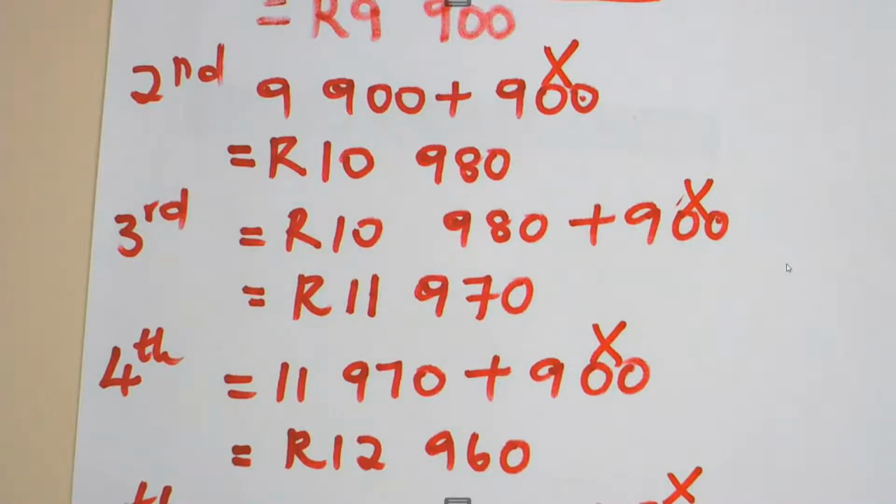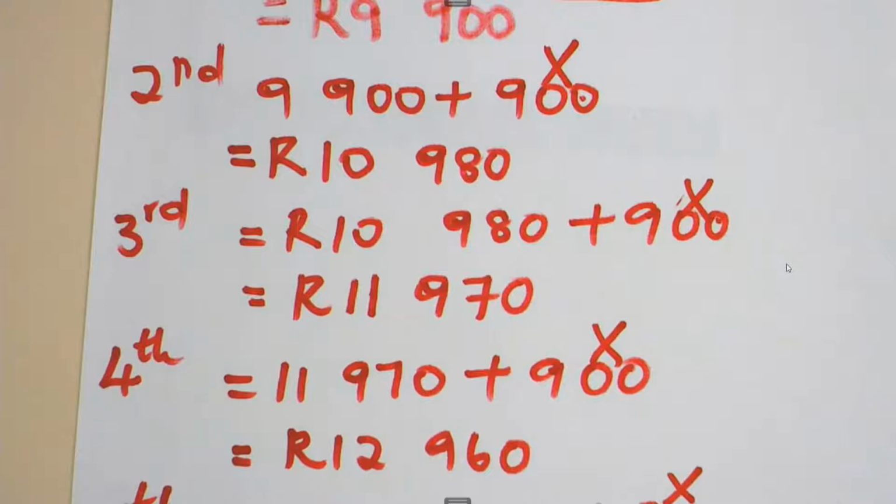So Fikile borrowed 9,000. At the end of the fifth year, Fikile has to pay 13,860. So when we look on our table, we must be able to complete number one. So year number one on option number one, which is simple interest, will be 9,900.